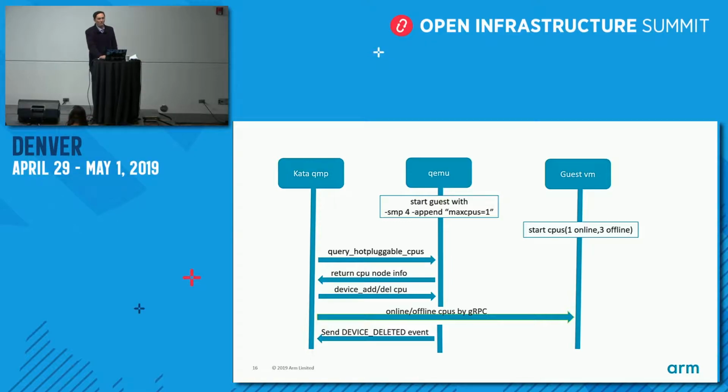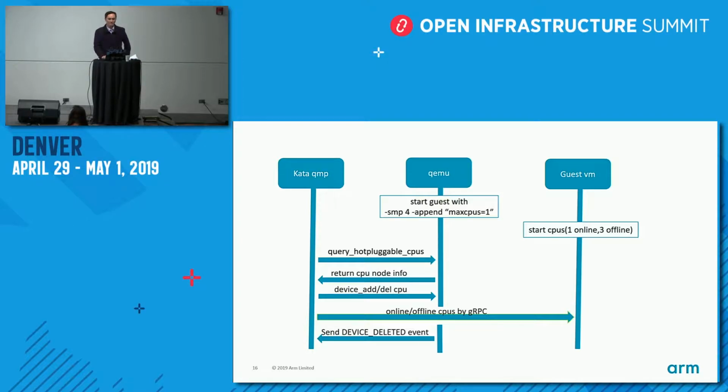Then the guest kernel will be started with 4 CPUs, but only 1 is online. The remaining 3 are set to offline. Kata uses the QMP command query-hotpluggable-cpus to get the pluggable CPU info in the guest. When the QMP command device_add or device_del is triggered, QEMU will be notified, but the CPU in the guest will not be physically added or deleted.